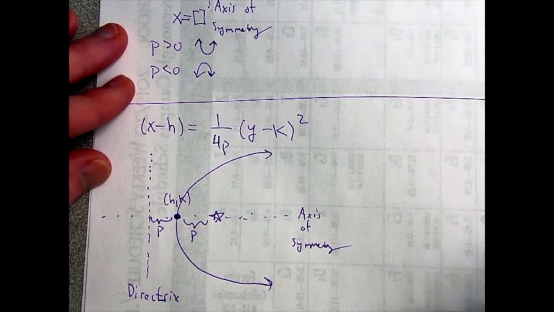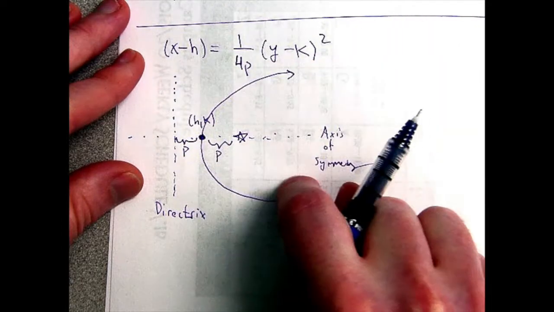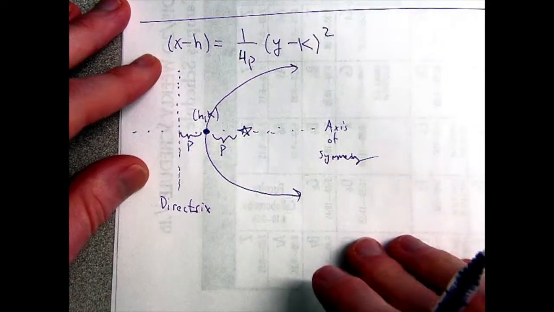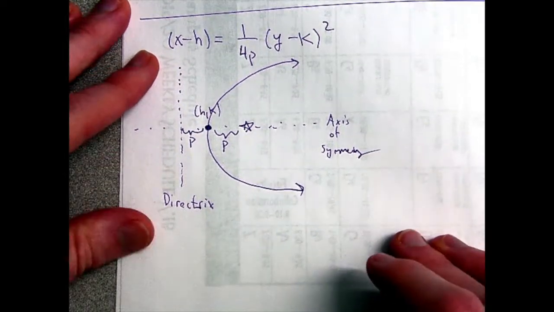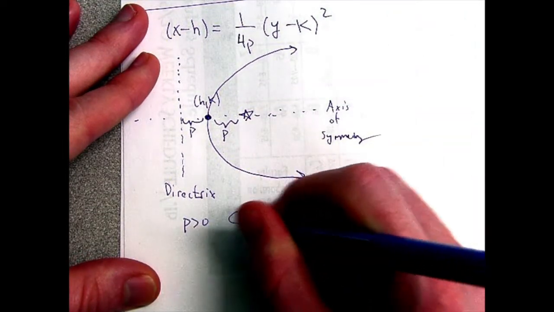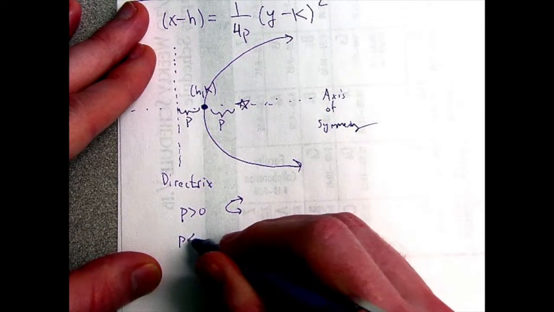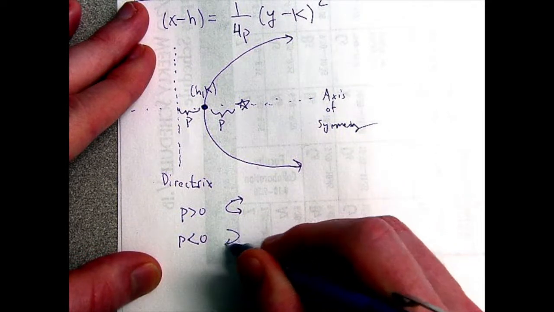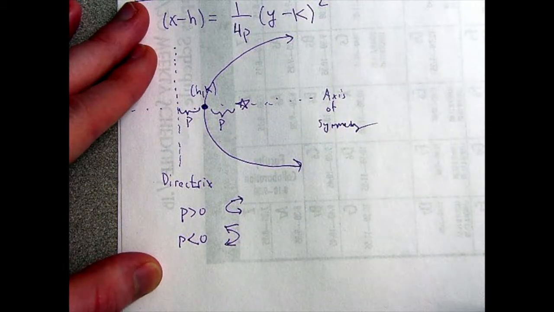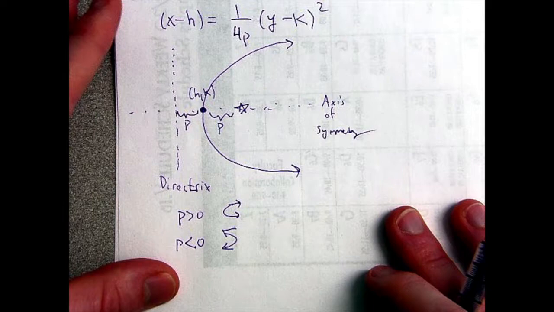And the only other thing to say about this is that this parabola can open to the right, or it could open to the left. And that is, again, determined by the sign of p, whether p is positive or negative. So if p is positive, then the graph opens to the right. And if p is negative, then it opens to the left. Okay? Right. So that's parabolas.